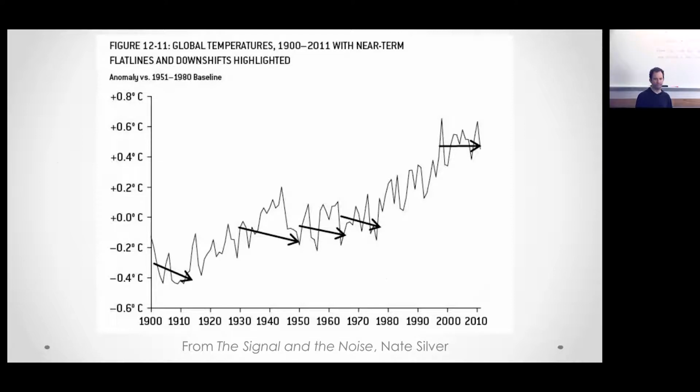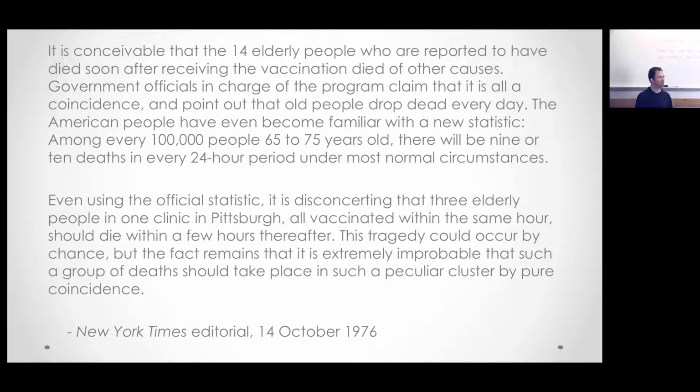So, here's another example. This is what I call the lottery fallacy. This is also due to Nate Silver. Where was this? 1976. There was thought that there was going to be a big flu epidemic, and so there was a huge vaccination program, and some of the people who had the vaccine died.